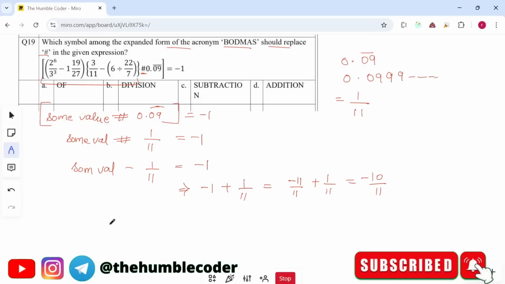Now this means that the first part of the expression is -10/11, and subtracting. Let's put this value in our equation: -10/11 minus 1/11 equals -1, right? Why? Because -10 and -1 get added, so it will be -11/11, and this is -1. So when we put the value of some value, this equation is satisfied, which means it is correct. That is why the answer in this case is subtraction only. We assumed the sign to be minus, and when we put the value we got in the equation, we get the final equation to be true.